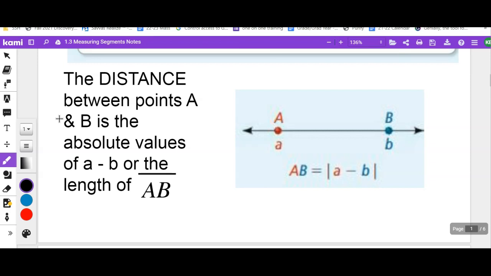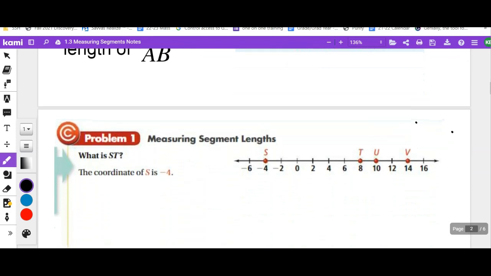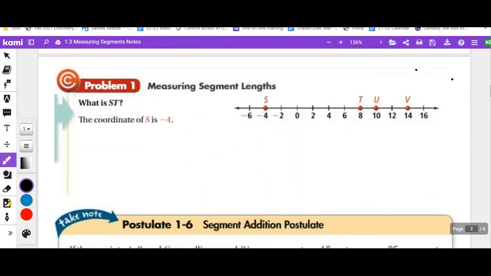because distance can never be negative. When I drive to work, I drive 20 miles. When I drive home, I drive 20 miles. Because I'm going backwards, it doesn't change the fact that the distance is positive. So let's take a look with some real numbers.